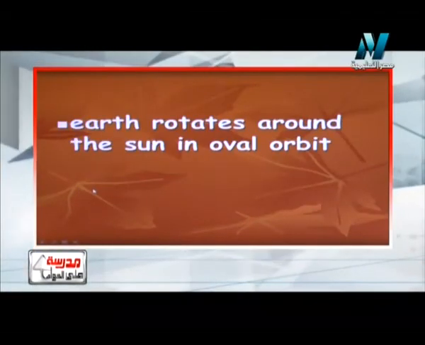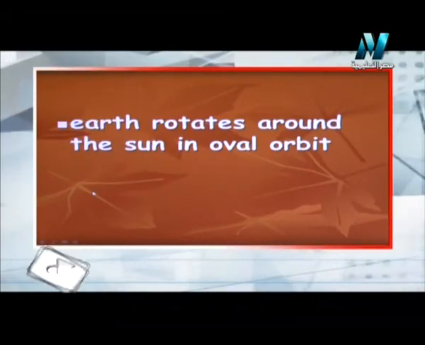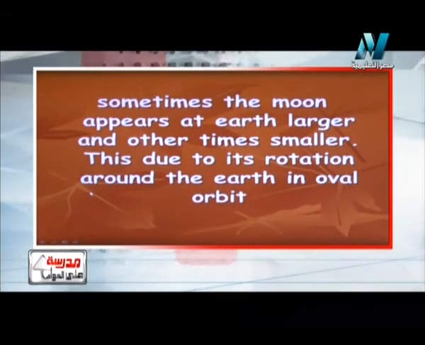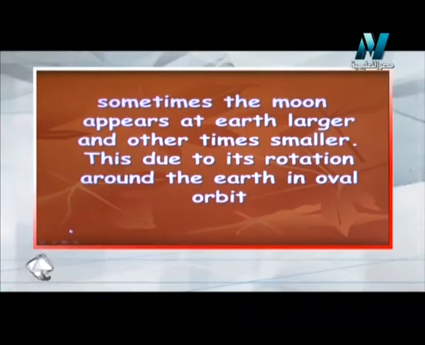Okay, so the earth rotates around the sun in an oval orbit, as we know. Sometimes the moon appears larger and other times smaller.